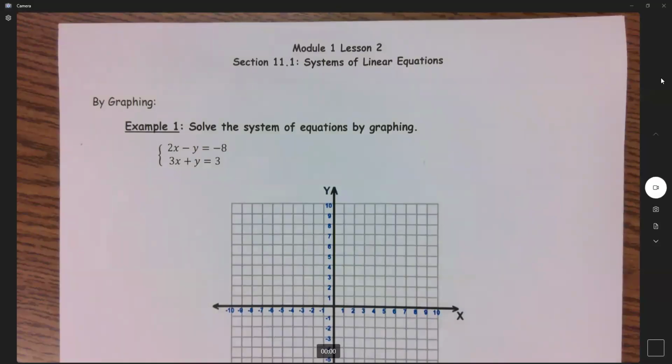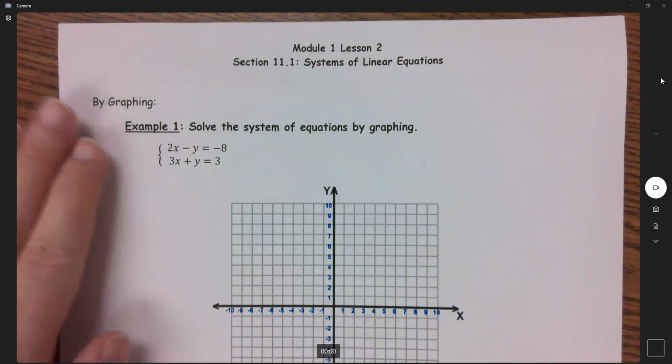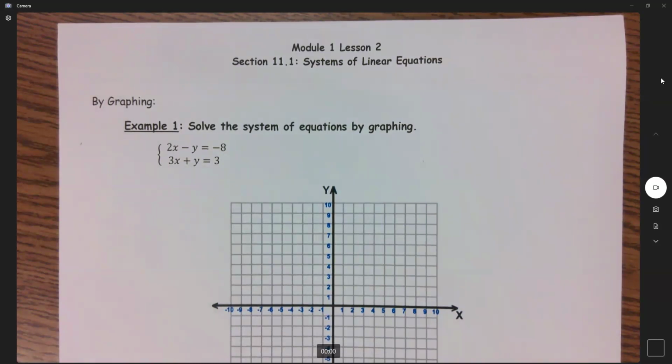In the last video, we went over what systems of linear equations look like. We can have one solution, no solution, or infinitely many. And we're going to have three different ways that we're going to solve these. So let's start by solving by graphing.